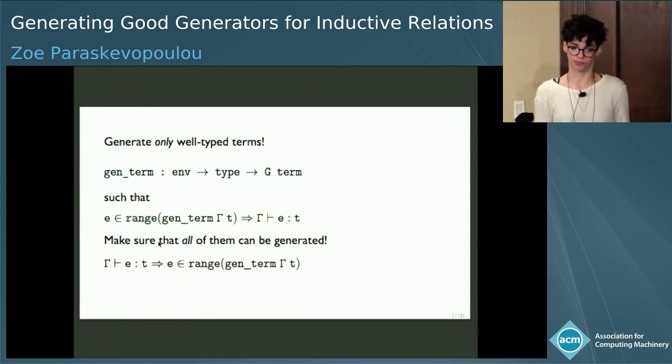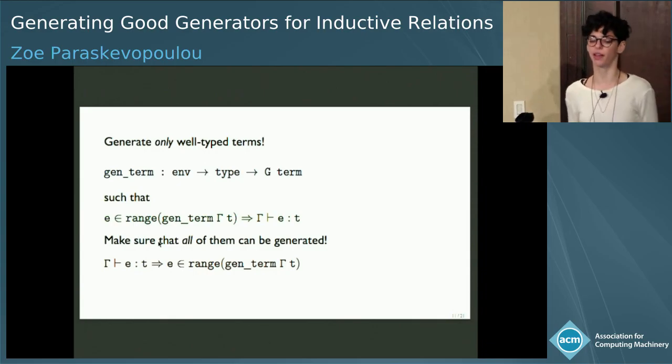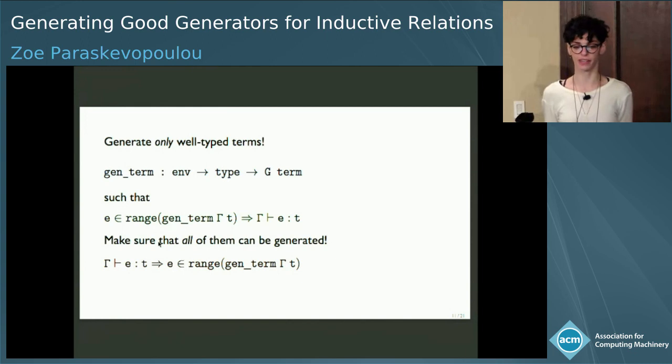In the previous example, we are interested in writing a generator, namely GenTerm, that's parameterized by the typing environment and the type, and it generates terms such that the terms are well typed in this environment by this type, and also every term that is typed in this environment by this type is in the range of the generator.